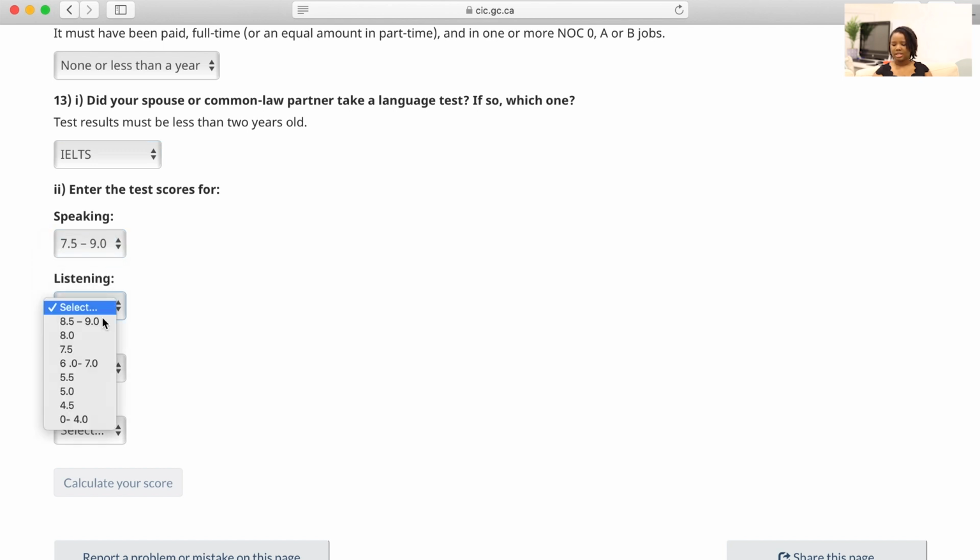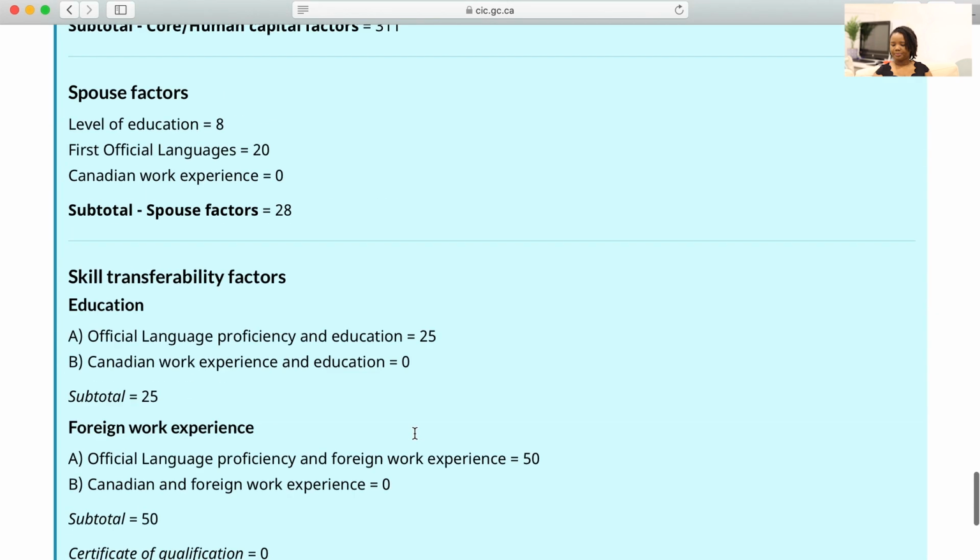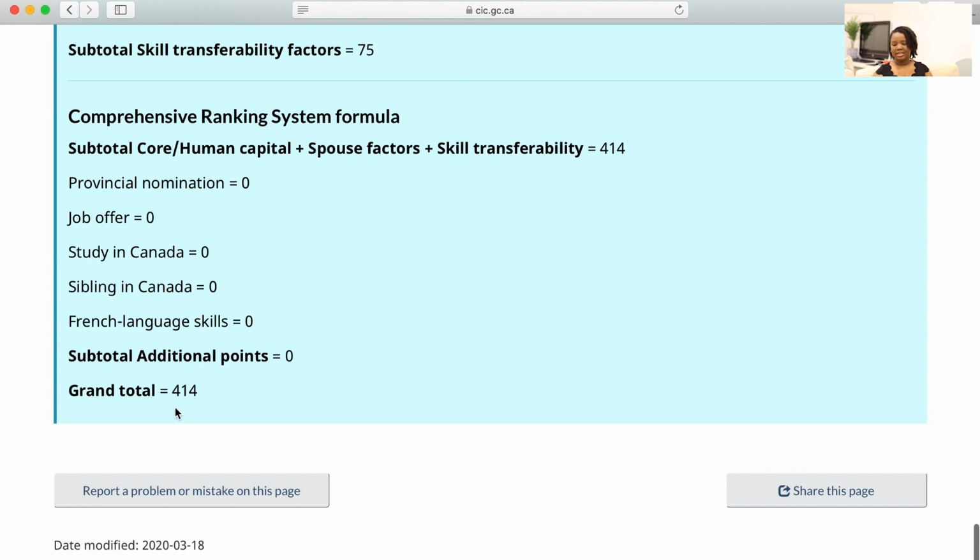So here we're going to say she had this. Let's say she had this and this. Remember, I'm just making it up as I go, okay? So calculate. We go all the way down and we see that here we only have 414 points. So now let's assume that you have 414 points. You cannot just sit in the pool and wait. You're not going to get invited.